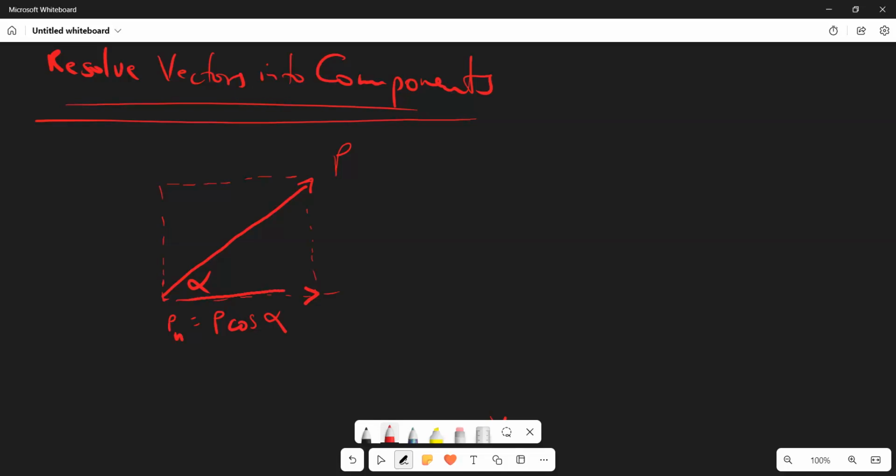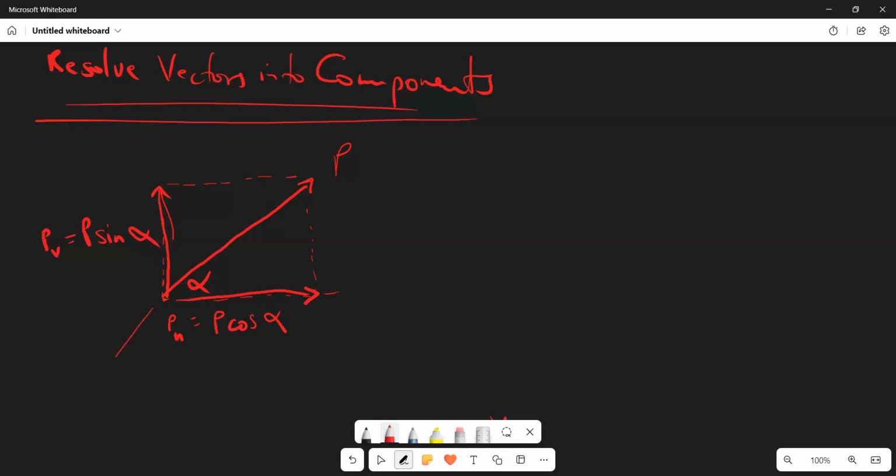And the component of P this way, let's call this PV, is equal to P sine alpha, right? So what you can actually do is break P here now into two of its components. And not to say these are only two components, you have an infinite number of components, right? You could break P up.